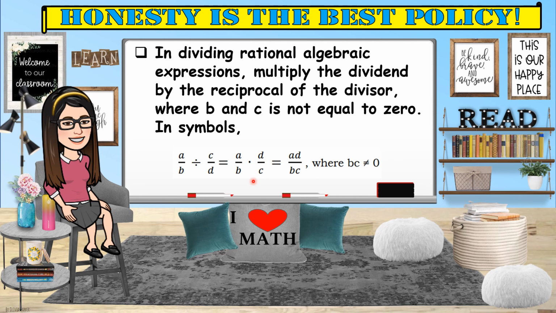Ano ba yung reciprocal? Binabaligtad yung numerator and denominator. Ano yun lang yung kukuhanan mo ng reciprocal? Yung kanyang divisor or yung second rae. Okay, yung second rae po ang ating papalitan, gagawin ng reciprocal. Babalik rin sa numerator and sa denominator. Tapos multiplication na po ang operation. So that means, ang magiging result nito ay AD over BC where BC is not equal to 0.